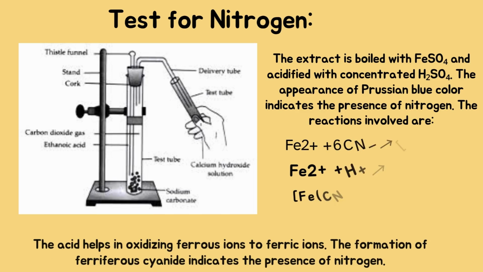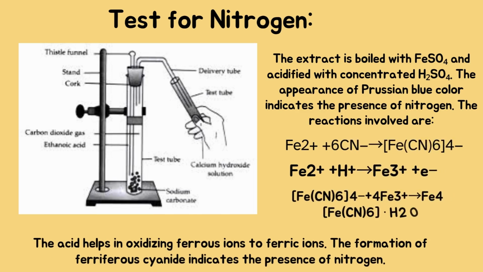Test for nitrogen. The extract is boiled with iron sulfate and acidified with concentrated sulfuric acid. The appearance of Prussian blue color indicates the presence of nitrogen. See the reactions. The acid helps in oxidizing ferrous ions to ferric ions. The formation of ferriferrocyanide indicates the presence of nitrogen.